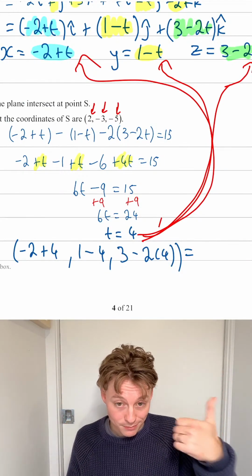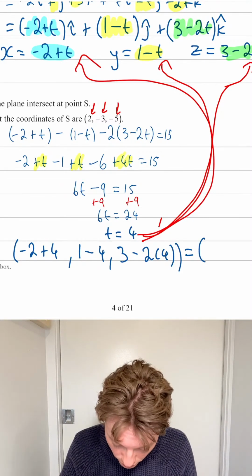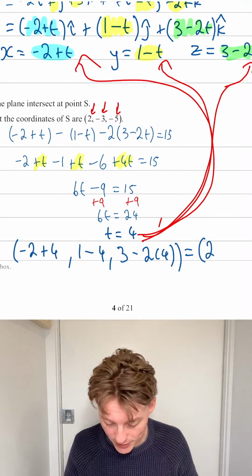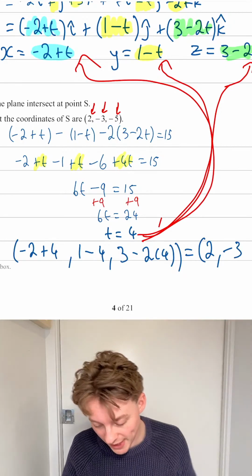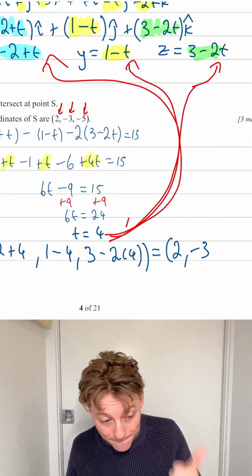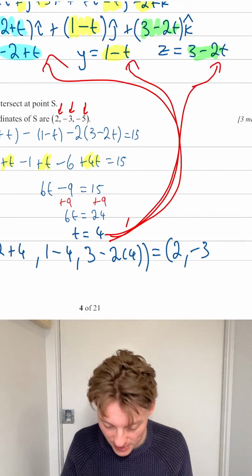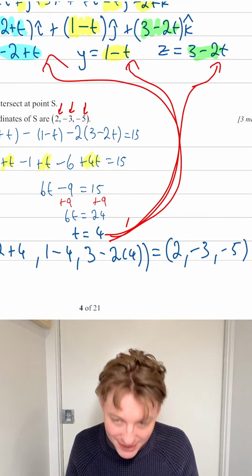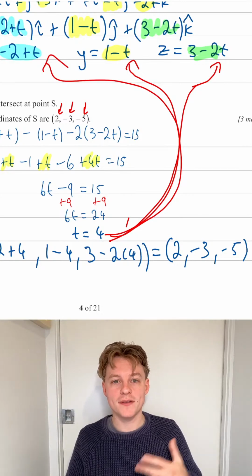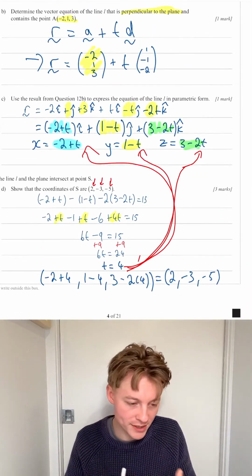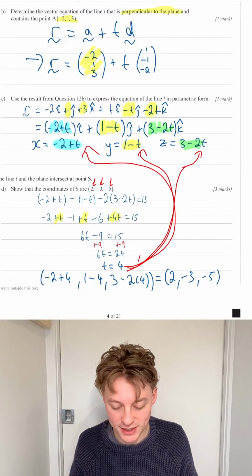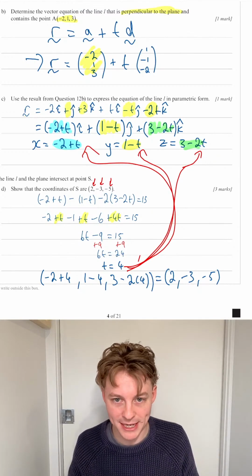So, minus 2 plus 4, that gives 2. Works for the first point. 1 minus 3, that gives minus 3. Ding! Works for the second point. And 3 minus 8 is going to give negative 5. Tick, works for the third point, and I've now proven that 2, minus 3, minus 5 is the point of intersection between my line and the plane.